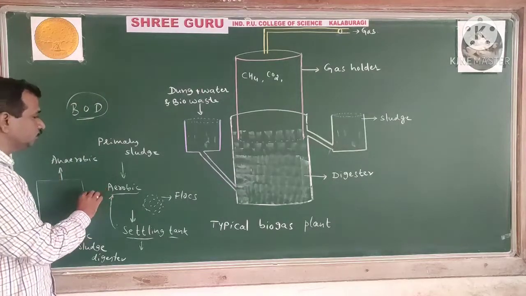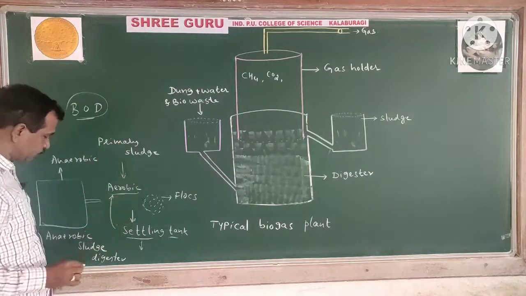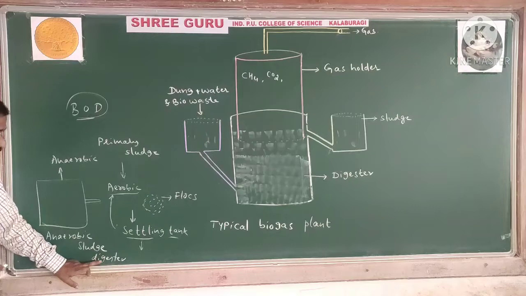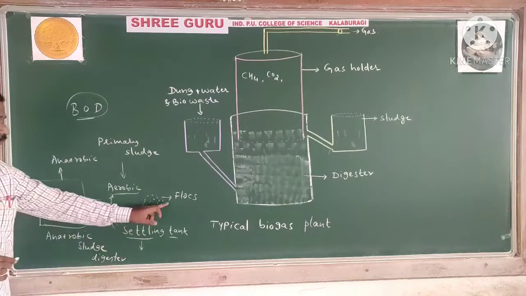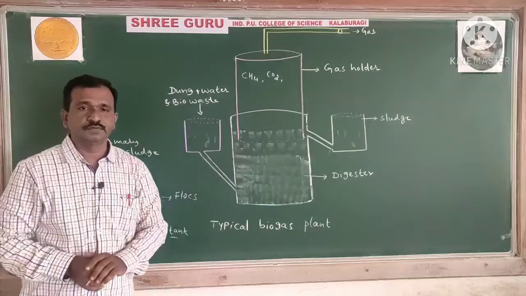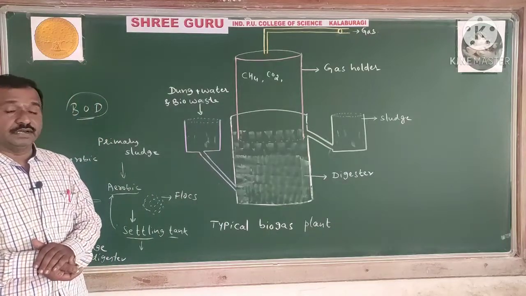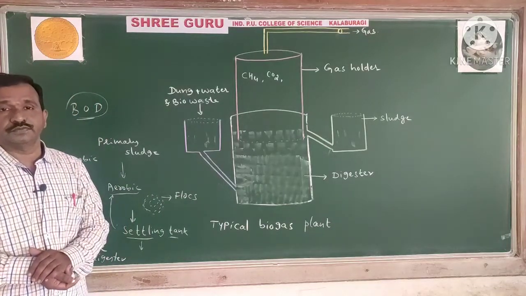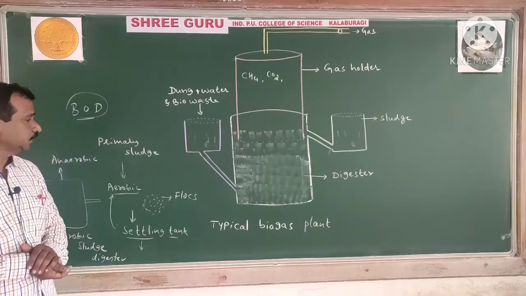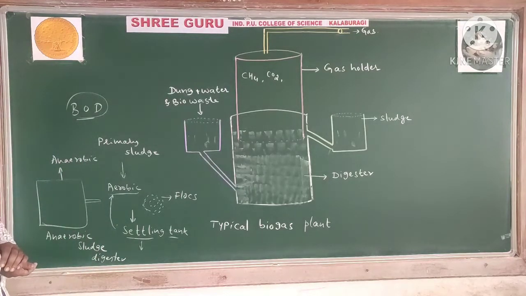Next we have to think of the primary sludge and the anaerobic sludge digester. Then we have to observe the flocks here. Later on, one more thing you can observe is that the earlier one, which was found first, we have already discussed in the previous class. Now, for the first time, the forestry.